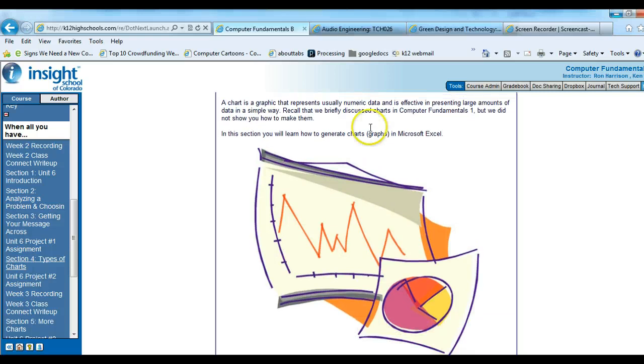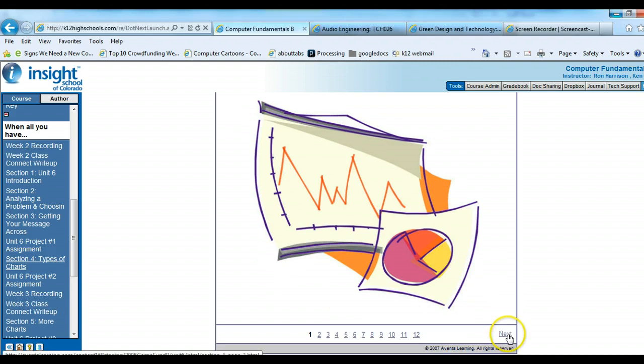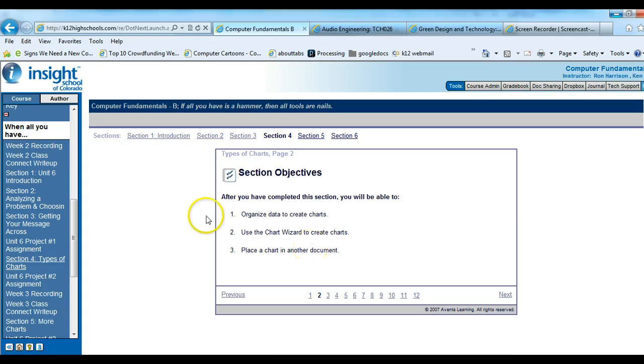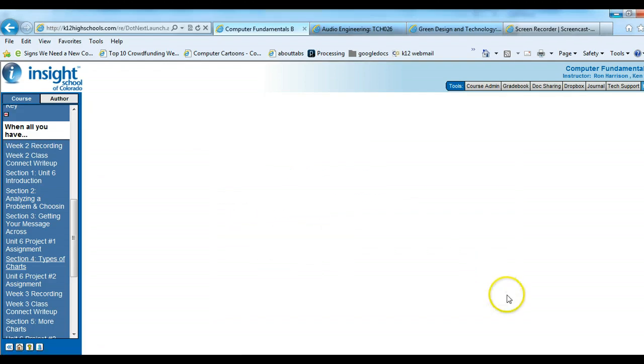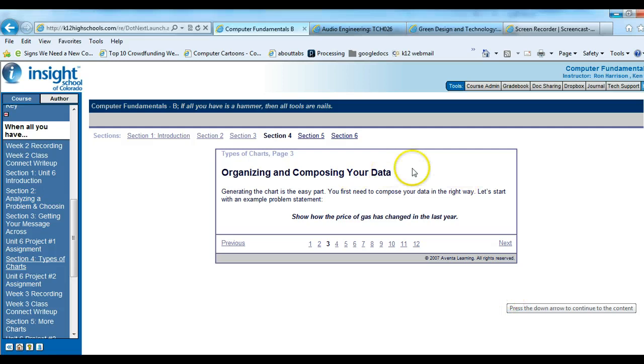And you know, this says you're going to use Microsoft Excel, but if you use OpenOffice, you can also create charts. It has a charting program. In this section, we're going to look at how to organize or create charts, how to use the chart wizard, and how to place a chart in another document. So generating a chart is the easy part.